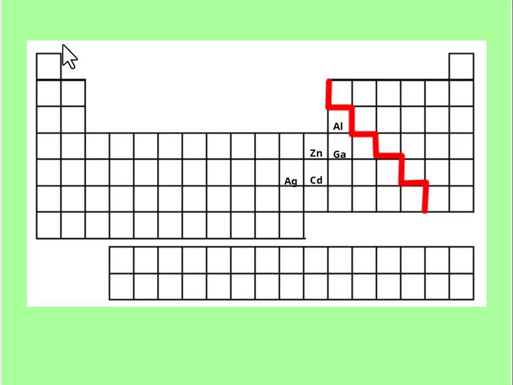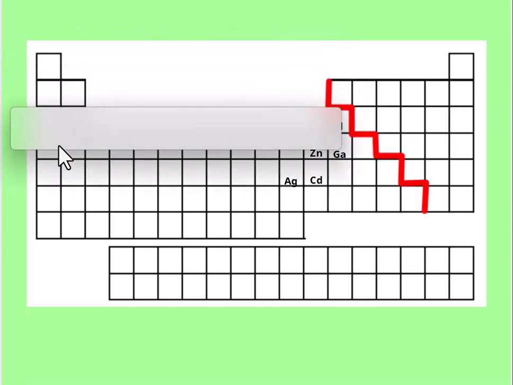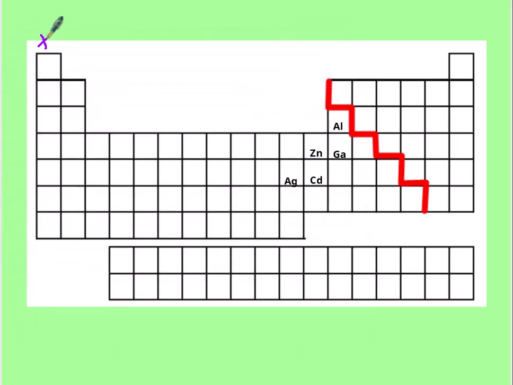To be able to write formulas, first we need to know the charges of the different elements. Everything in group 1A is +1, group 2A is +2, silver is a +1, zinc and cadmium are +2, and aluminum and gallium are +3. The noble gases are going to be 0, the halogens are -1, then we have -2, -3, and -4.